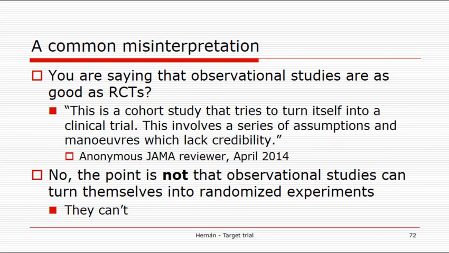And I cannot finish without saying this, because this is very important. When I talk about this, some people interpret what I'm saying as saying that we don't need randomized trials, because we can emulate them with observational studies. And that's not what I'm saying. This is a true response that we got from a medical journal, that said of our paper, this is a cohort study that tries to turn itself into a clinical trial. This involves a series of assumptions and maneuvers which lack credibility. See, that's not the point. The point is not that we're going to convert observational studies into randomized trials. The point is that we can do better.